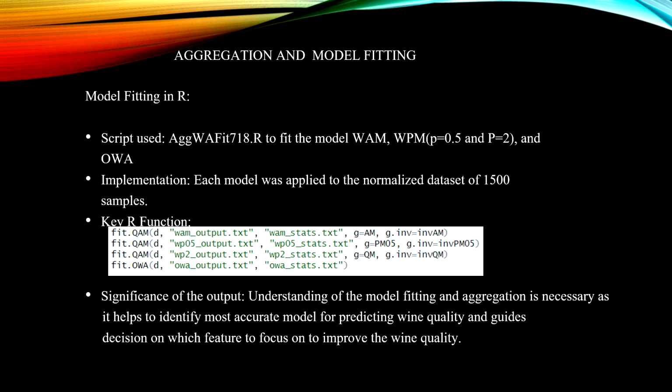So we have used aggregation WA fit 718R to fit the model WAM, WPM, and the OWA. Here, the significance of the output is understanding of the model fitting and aggregation is very necessary, as it helps to identify the most accurate model for predicting the wine quality, which guides the decisions on which features to focus on to improve the wine quality.